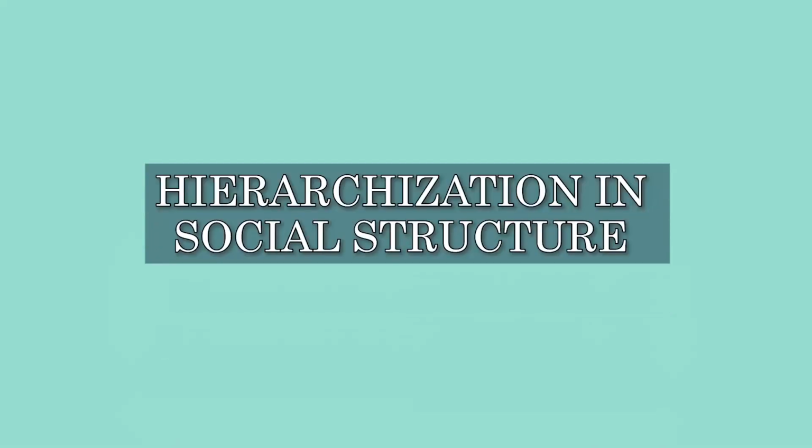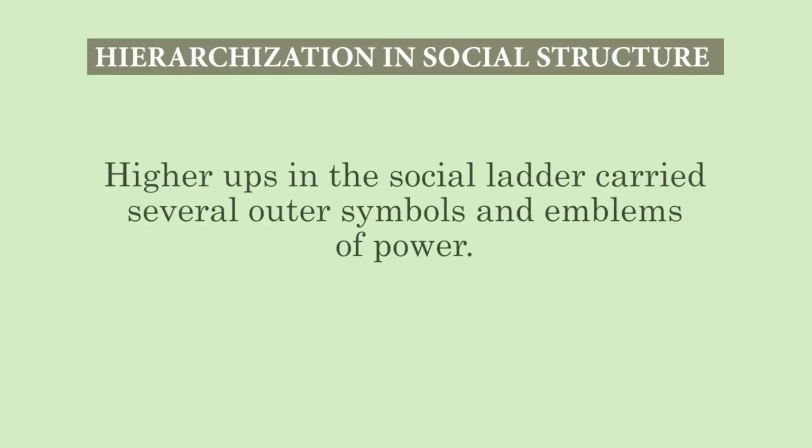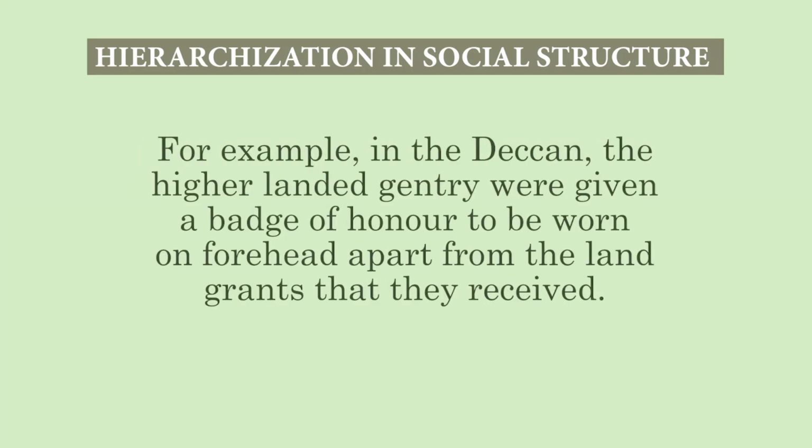So, this hierarchization in the religious structure was a kind of fallout of the social order, we can say. Now, coming to the hierarchization in the actual social structure. Higher-ups in the social ladder could carry several symbols and emblems of power. For example, in the Deccan, we find that the higher landed gentry were given a kind of badge which they could wear on their forehead, apart from the land grants that were given to them.